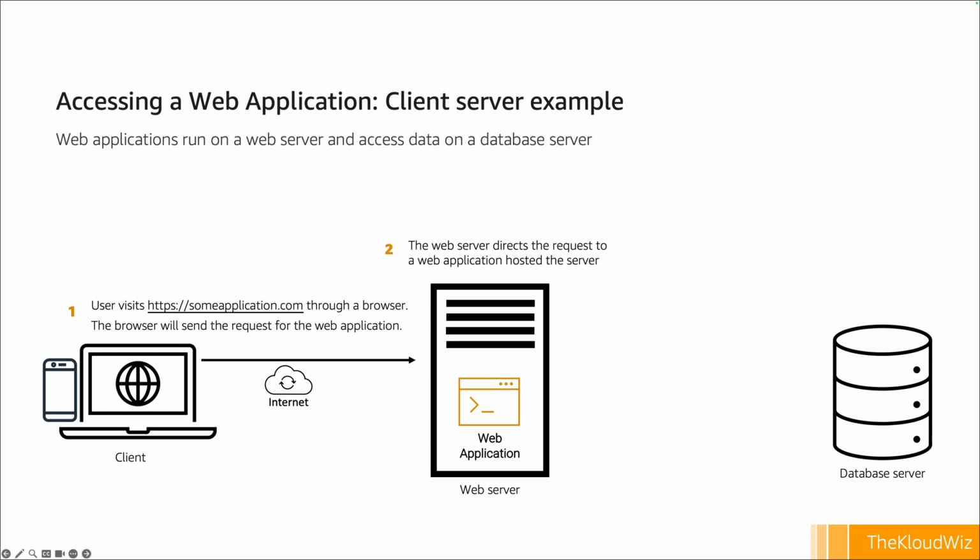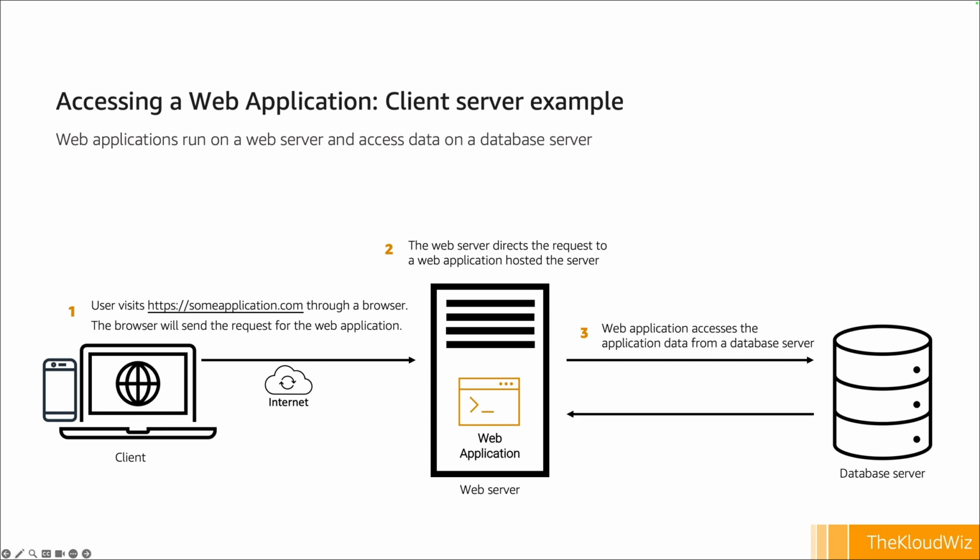Now the web server is going to send this request to the web application. Supposing you are searching for a video, the web application is going to request the application data, or the video that you asked for, from the database. The database is going to feed back the records and point out the exact place where this video is, and then the web server will feed back to you, and that is what you are able to see on your screen.